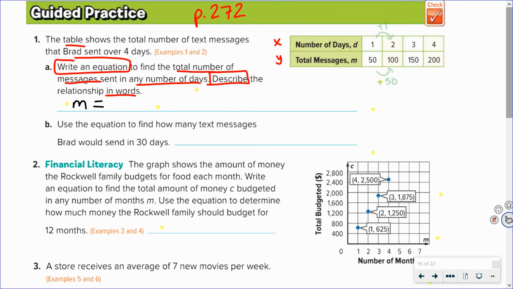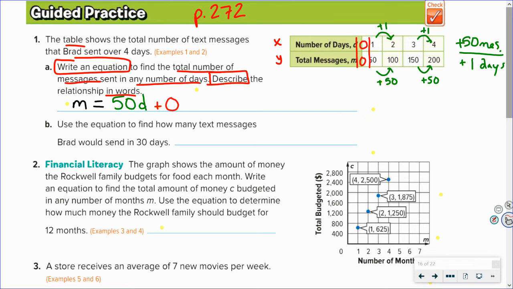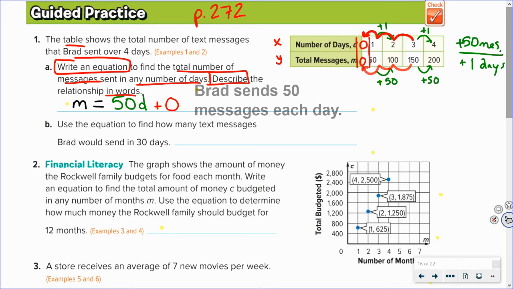I further notice that the number of messages increases 50 per day and starts at 0. If you go backwards in the table, instead of going up 50, forward 50, you could always go the reverse direction to find your starting point. Now, you don't have to write the 0 if you don't want to. What does that mean? Well, we already said 50 messages each day. Write that in a complete sentence.